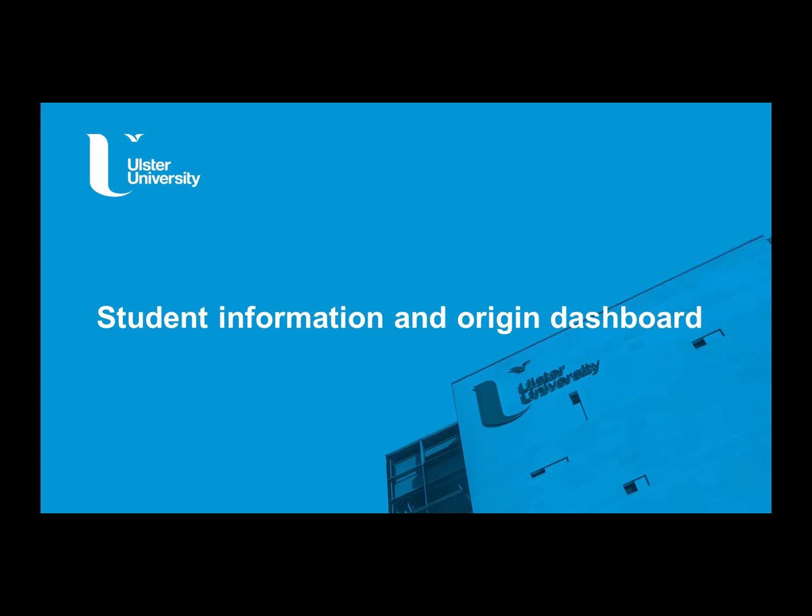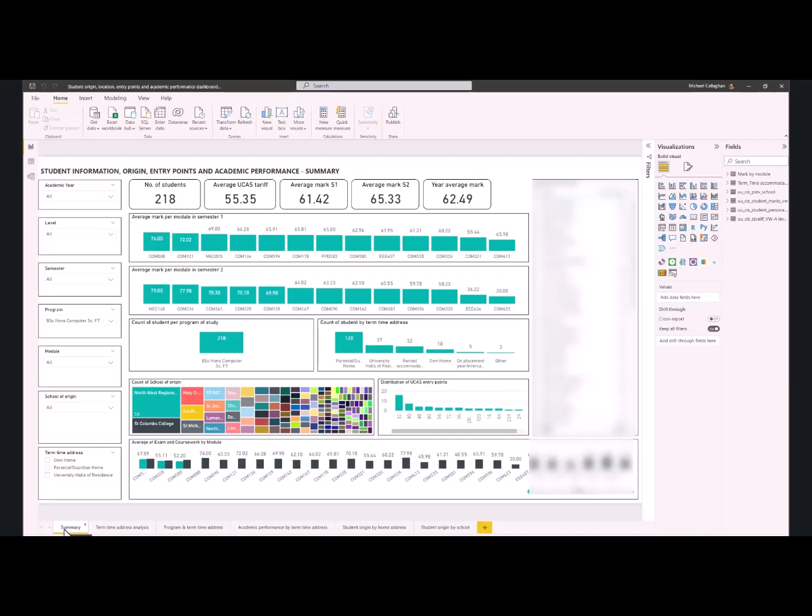So this dashboard looks at student information and origin. Basically, it allows you to drill down at a school, module or cohort level and explore where students are from, in terms of their school of origin, their UCAS entry points or their general background. The idea would be that you'd be able to look at your marketing: are we recruiting a particular number of school students from a particular area? You'd also be able to look at subsequent academic performance across a course or a module for students from a particular school.